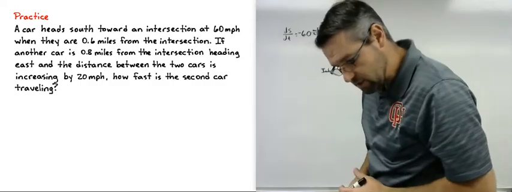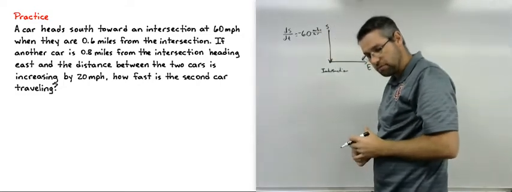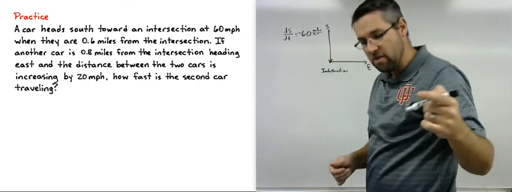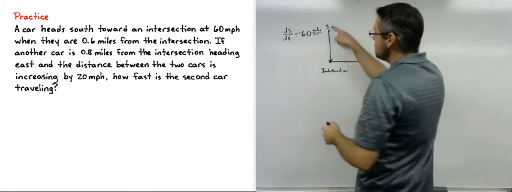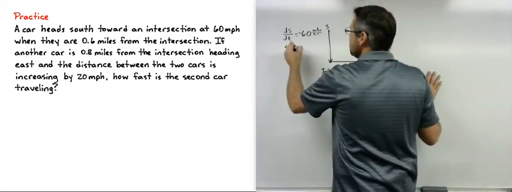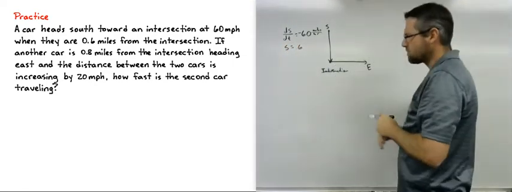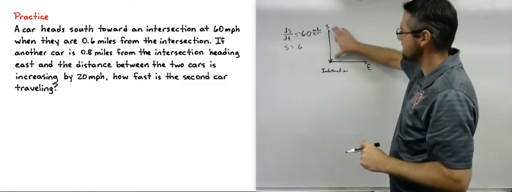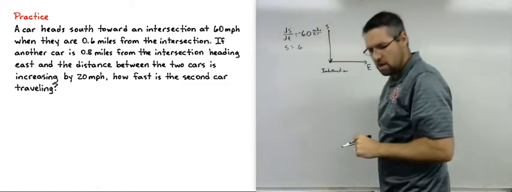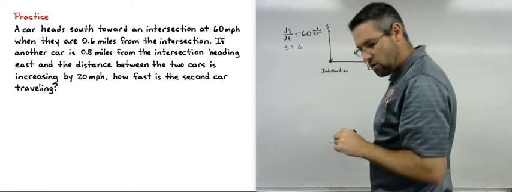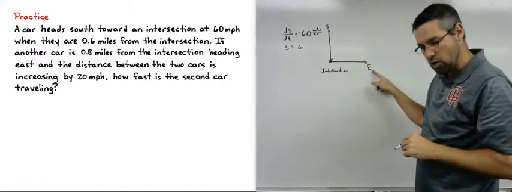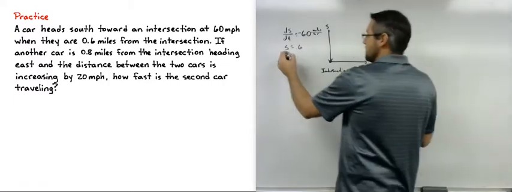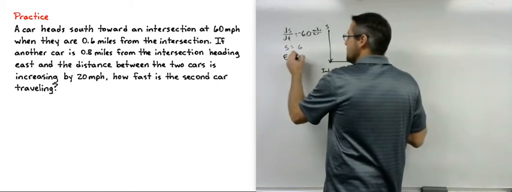All right, so that tells us that. What else does it tell us? It says if another car, and then it says when they are 0.6 miles away. So when S is 0.6 miles away, not negative 0.6 because that's a distance. How far is it away? It's 0.6. Then it says if another car, the eastbound car, is 0.8 miles from the intersection, so that would be east. E is 0.8.